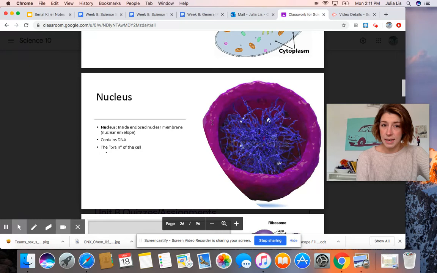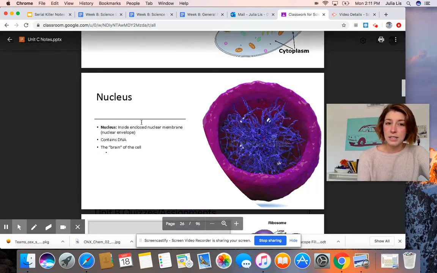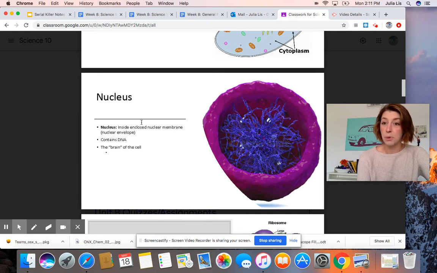Then inside the cell, one of the main organelles is the nucleus. You might have heard of it described as the brain of the cell in grade 8. The nucleus is where all the DNA, all the information to make new cells, is stored. It's like the White House of a country. It has absolutely everything there, all the important information. And so it's the brain, okay?